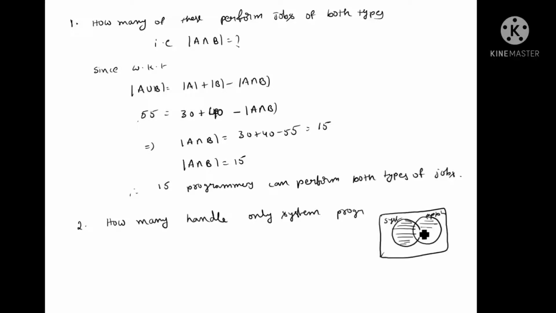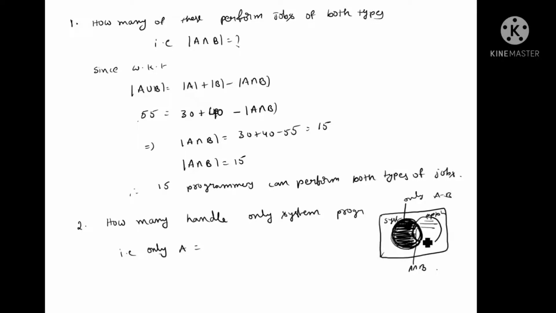Okay, this is A union B. This is A intersection B. Only A means only A equals A minus A intersection B. This is A, and I want only this one. Only A means A minus B. But how can we calculate this only A?